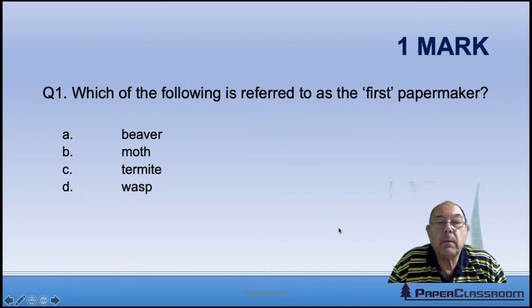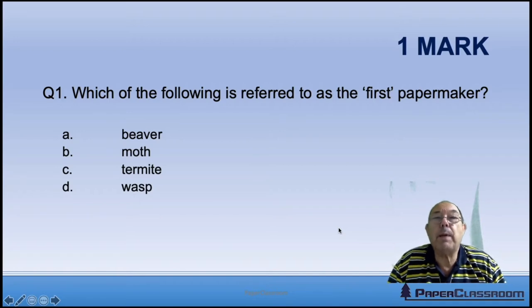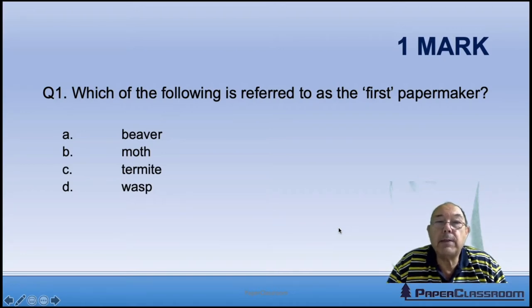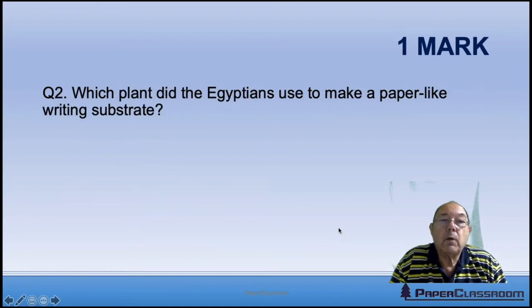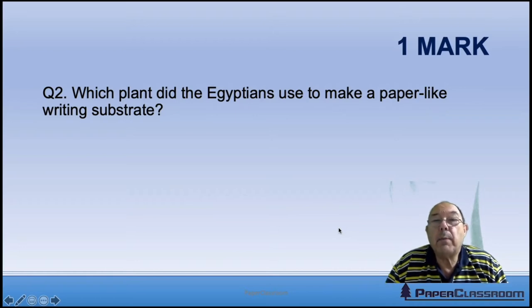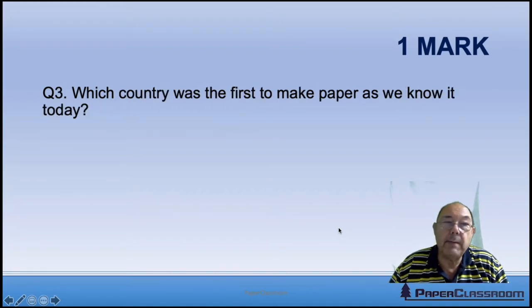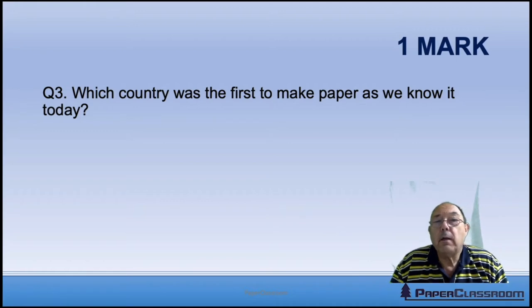Question 1. Which of the following is referred to as the first papermaker? Is it the beaver, the moth, the termite, or the wasp? Question 2. Which plant did the Egyptians use to make a paper-like writing substrate? Question 3. Which country was the first to make paper as we know it today?